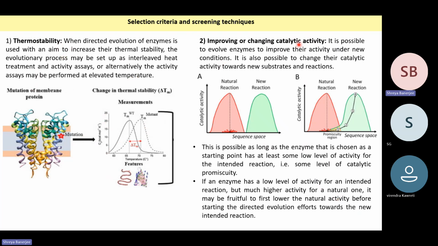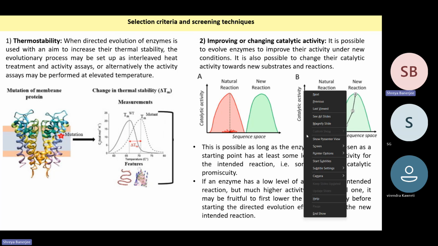Another aim can be to improve or change the catalytic activity. Suppose the wild type enzyme catalyzes a certain reaction, which is called the natural reaction. We can design an enzyme by directed evolution to catalyze a completely new reaction. This is possible as long as the natural reaction and the new reaction have some overlap in the enzyme. That is, an enzyme that is catalyzing this much of the natural reaction is also catalyzing a small amount of the new reaction.